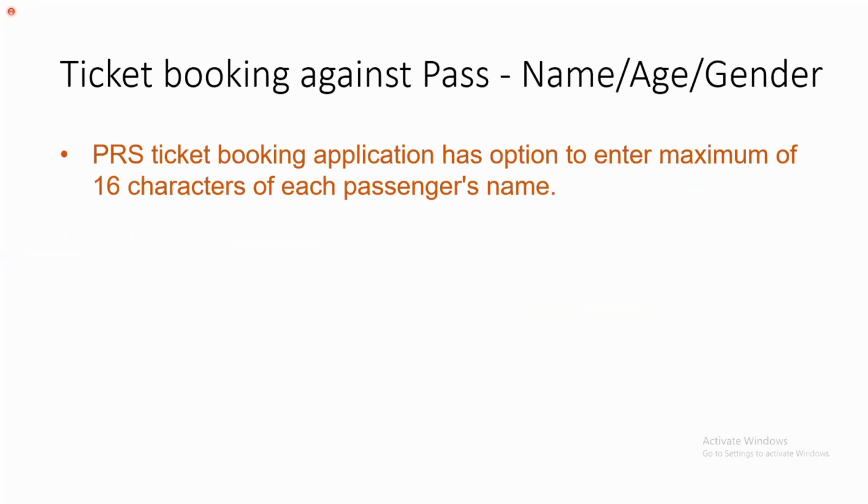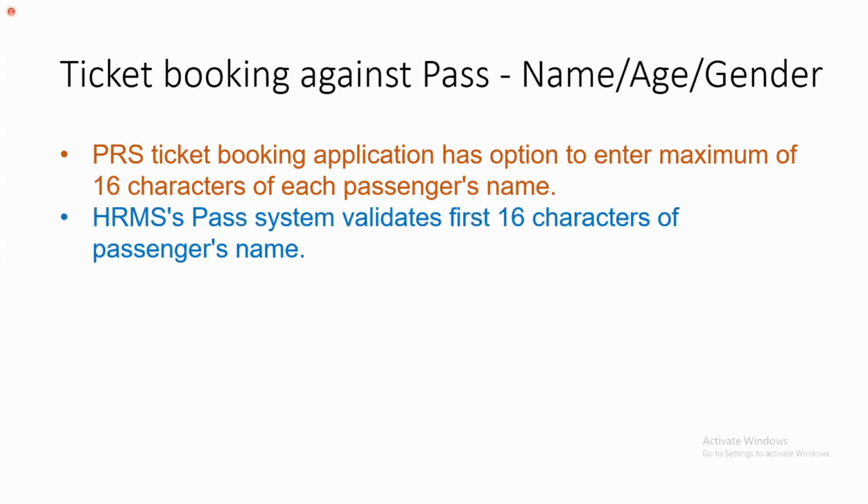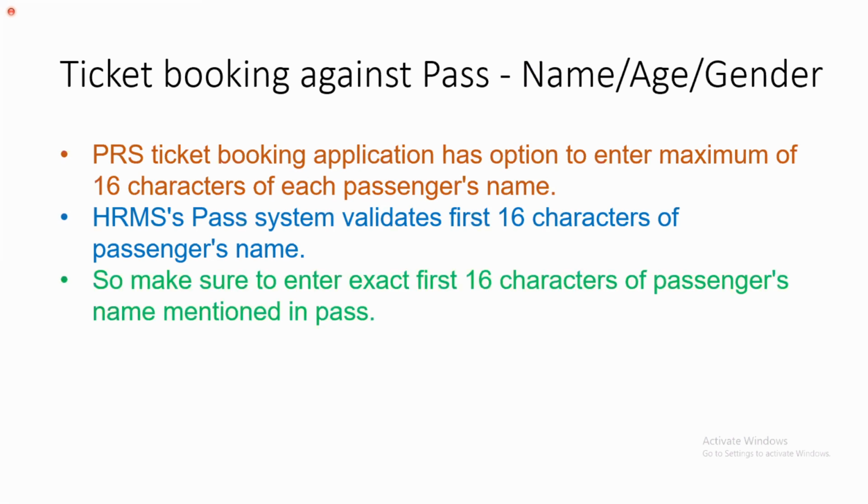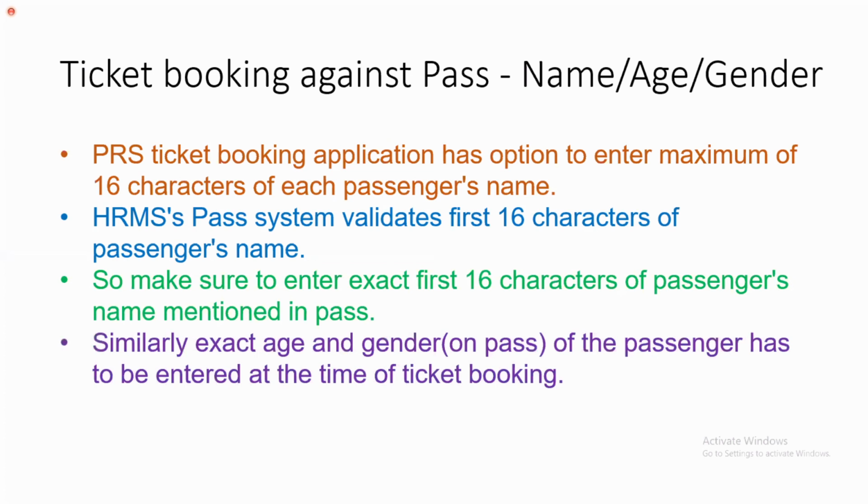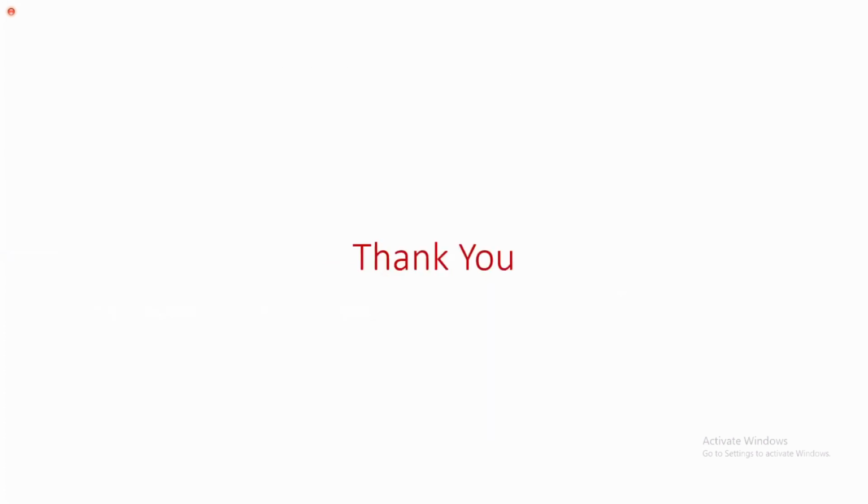PRS ticket booking has an option to enter a maximum of 16 characters of each passenger's name. The HRMS pass system validates the first 16 characters of the passenger name, so you must ensure the first 16 characters are written correctly. Make sure to enter the exact first 16 characters of the passenger's name mentioned in the pass. A validation is kept by the IRCTC. Similarly, the exact age and gender on the pass have to be entered at the time of ticket booking. So this is about the pass.